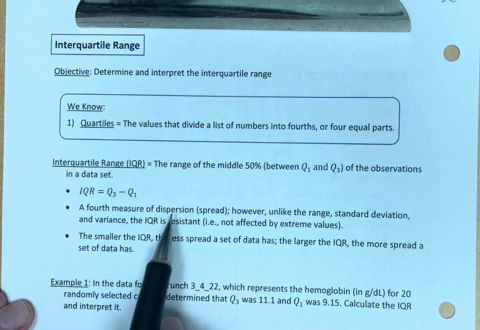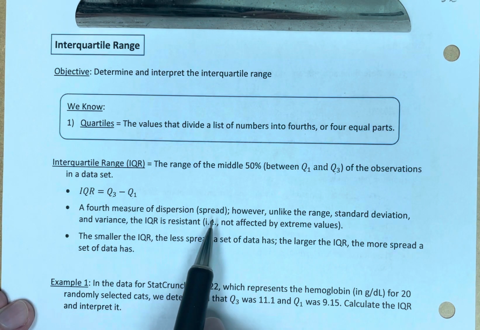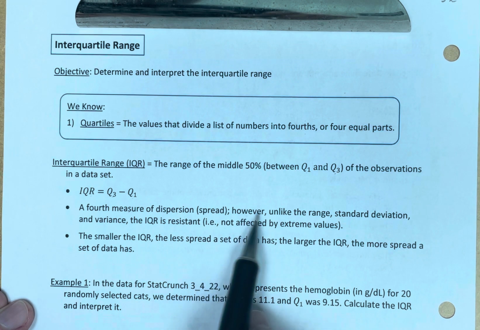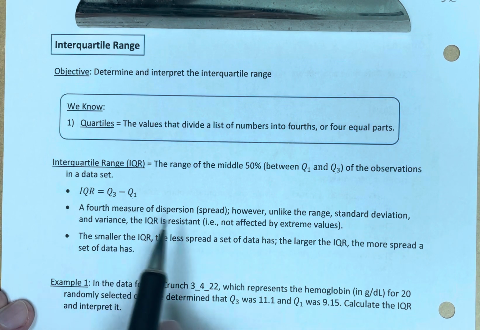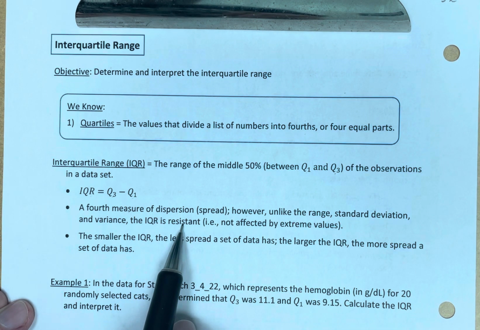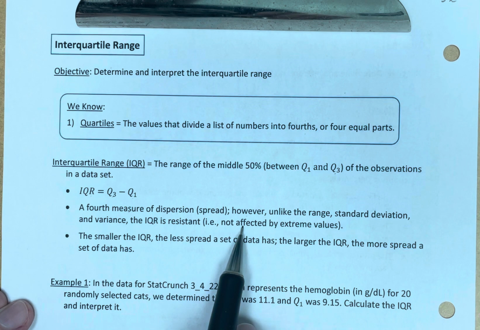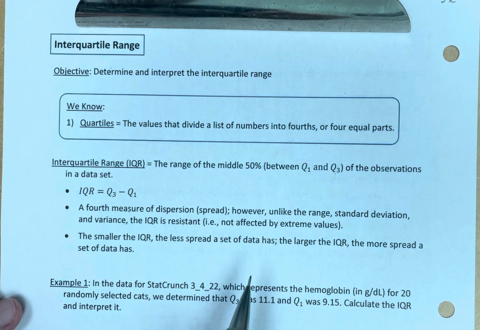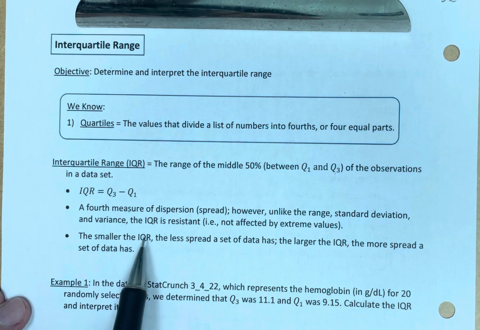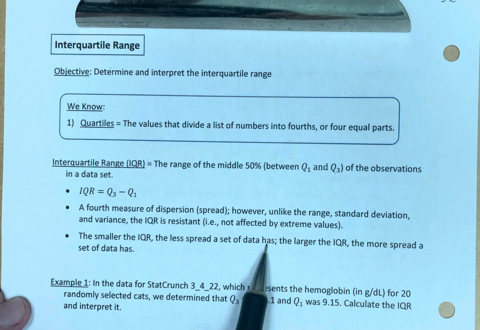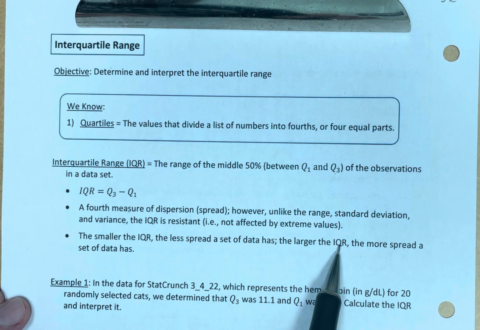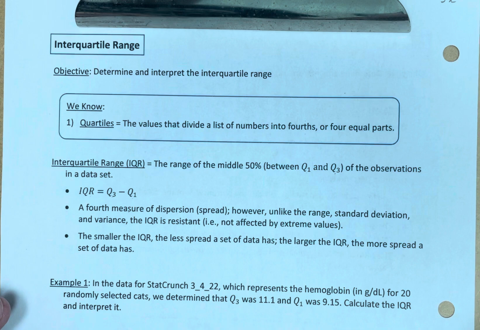This is a fourth measure of dispersion, which we noted was data spread, how spread out data is. However, unlike the range, unlike the standard deviation, unlike the variance, the interquartile range is resistant. In other words, it is not affected by extreme values. The smaller the IQR, the less spread a set of data has. The larger the IQR, the more spread a set of data has.